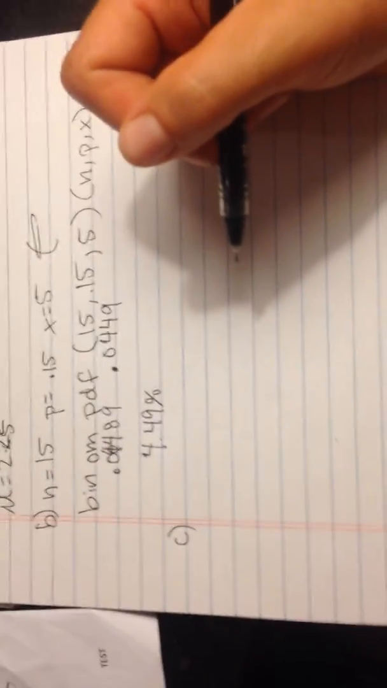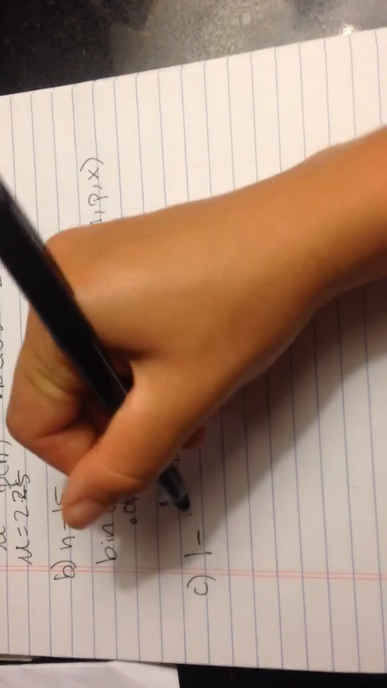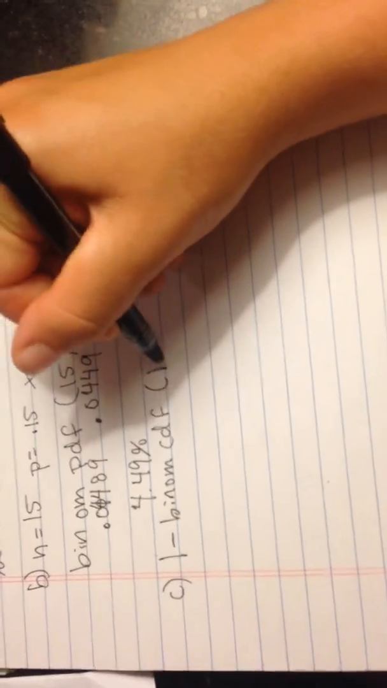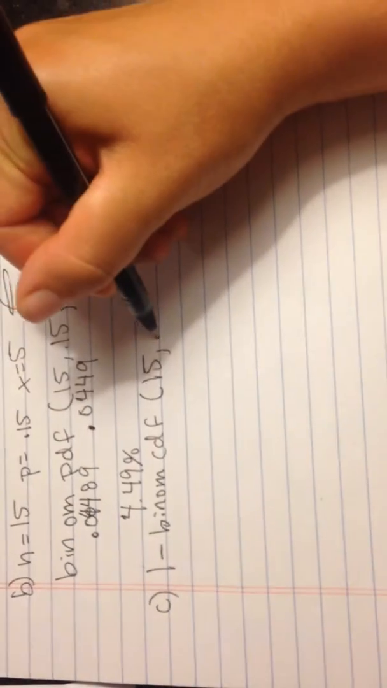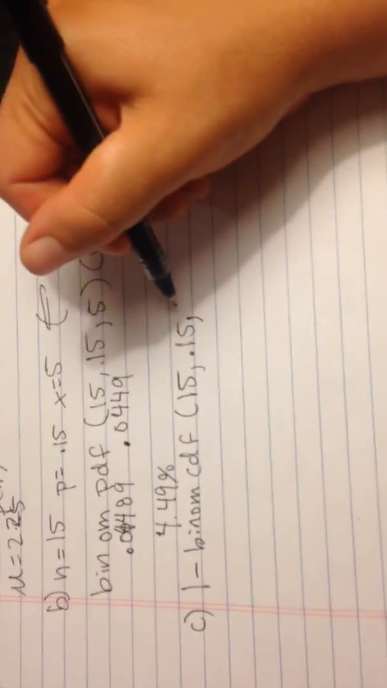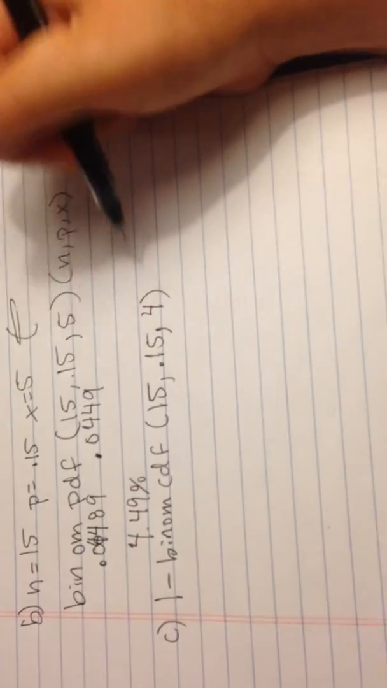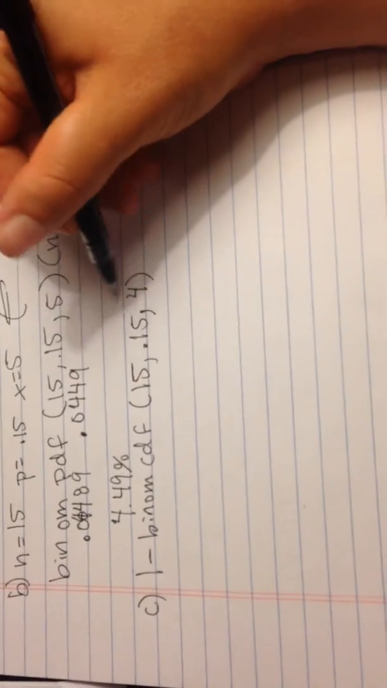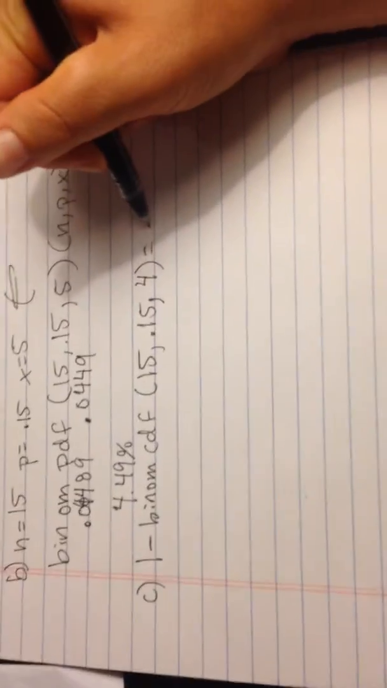C, what is the probability that more than 4 are registered on a pass-fail basis? If it's a more than question, we have to put in the calculator 1 minus binomial CDF, and we put in the 3 numbers. N, which is 15, p, which is 0.15, and x, which is 4. Because it's more than and not at least, which means 4 would be included in that number, we only have to put 4 in instead of 3 because it's not an at least question.